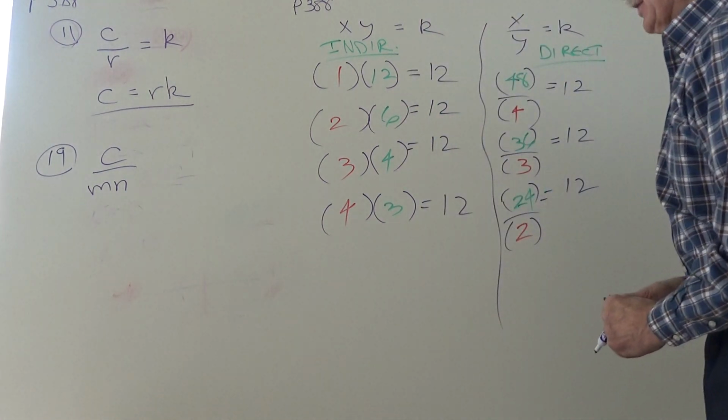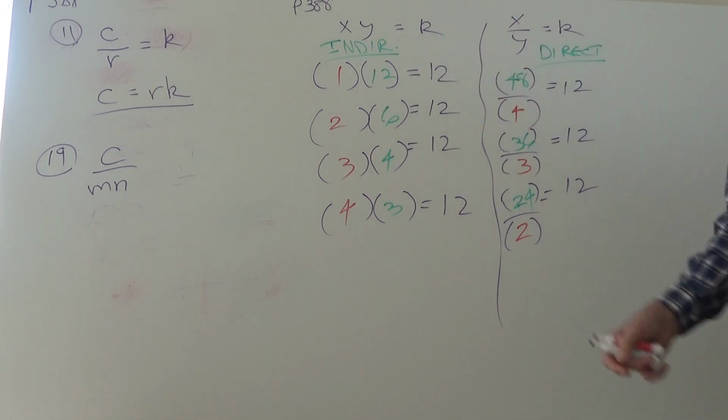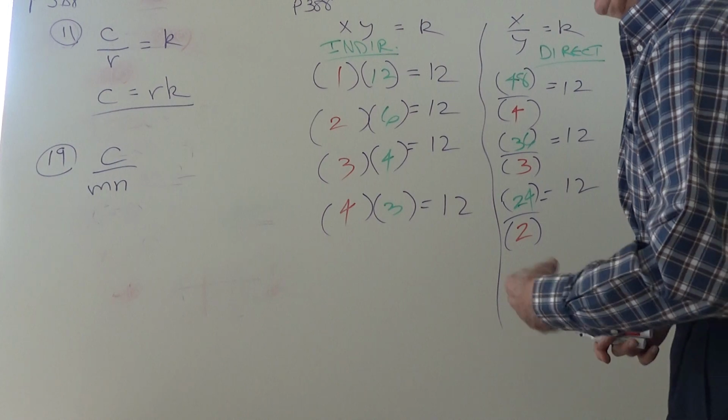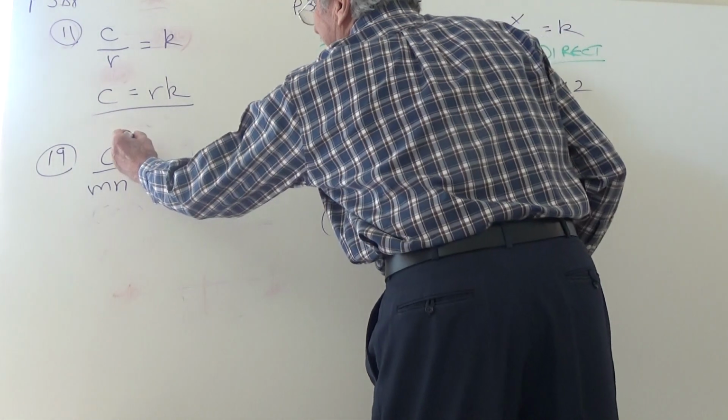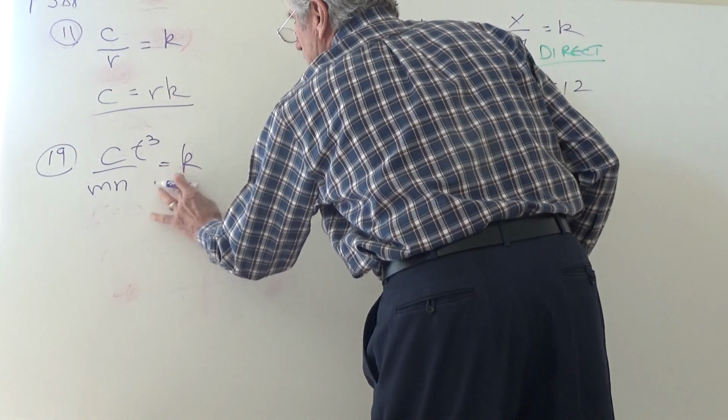And it also varies, as we're told, it varies inversely as the cube of t. Now inverse variation is xy equals k. So if it's inversely as the cube of t, we'll use a t cubed here next to the c, and that should all equal k for us.